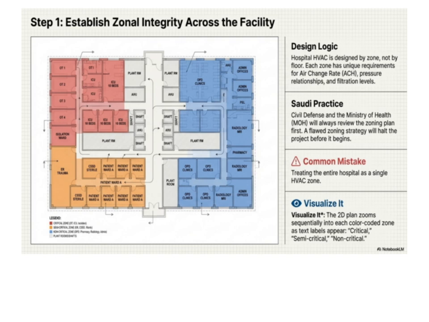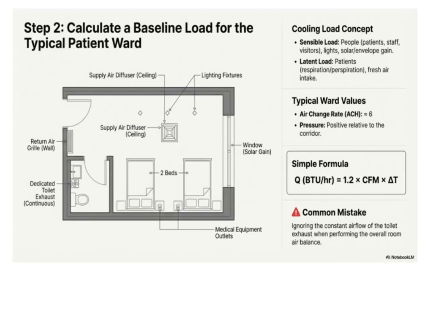When we talk about sensible load, we're referring to the heat that comes from sources like people, lighting, equipment, and even solar gain. These are the factors that directly affect the temperature of the space. On the other hand, latent load involves moisture, which comes from respiration and fresh air intake. It's important to account for both because they influence how we size our cooling systems.